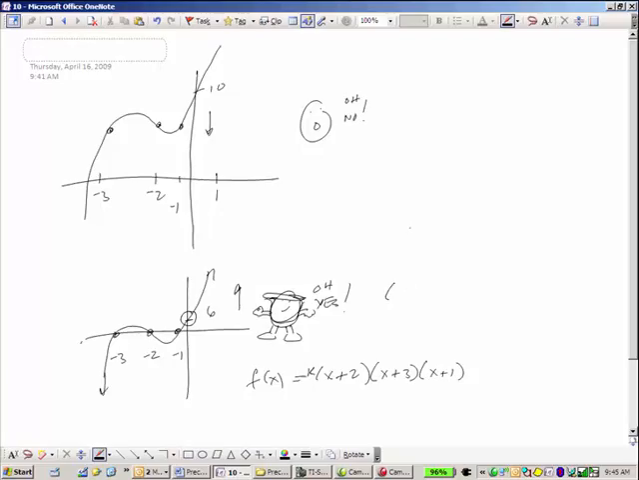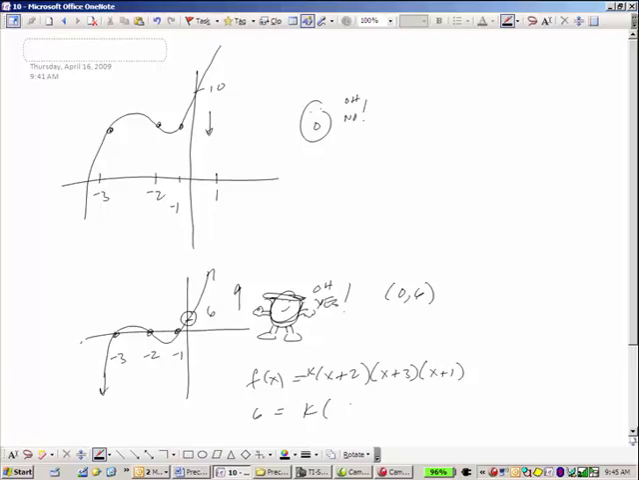What, 6? Are you whispering? What is it? No, say it. Yeah, 6. Sorry, 6 is a number. I'm talking about a coordinate. What coordinate is that? 0, 6. If I plug 0 in, I want to get 6 out.